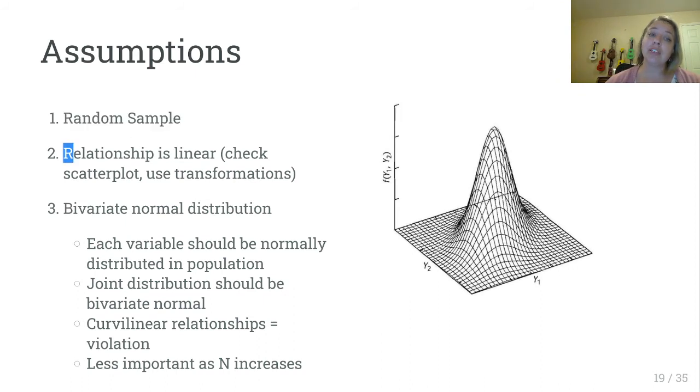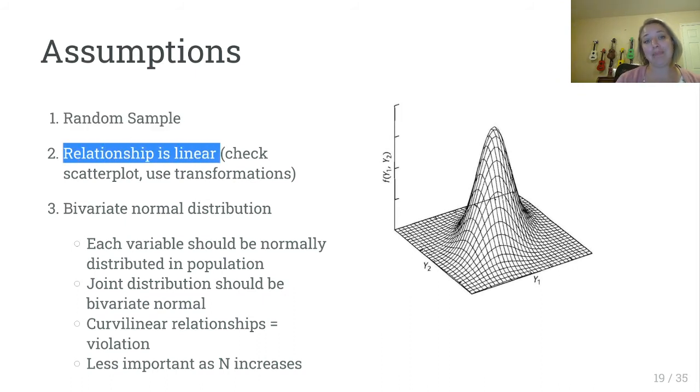The second assumption is that our relationship is linear, straight line, not a curve, not a plateau. The only way you can really establish this is with a plot. So make a scatter plot.